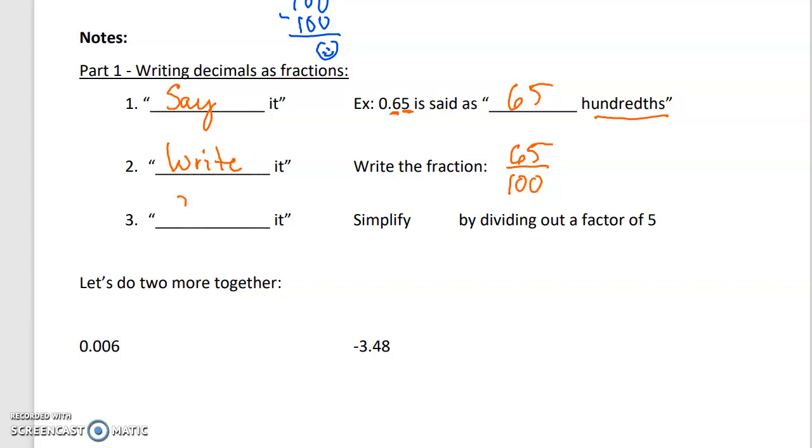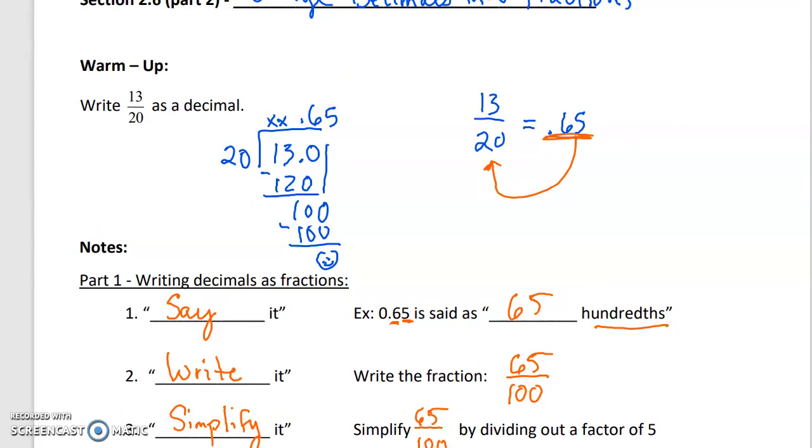And then we want to simplify it. And so 65 hundredths simplifies by dividing by 5. And remember, we did divisibility rules in Math Workshop. And so we want to divide by 5 here. And I'll give you another tip in a second. And so 65 divided by 5 is 13, and 100 divided by 5 is 20. And so the good news is we got back to our original fraction, which was 13/20 from the warm-up.